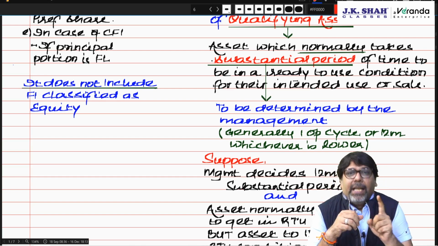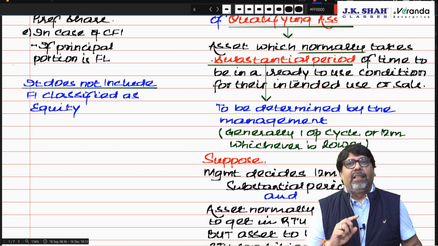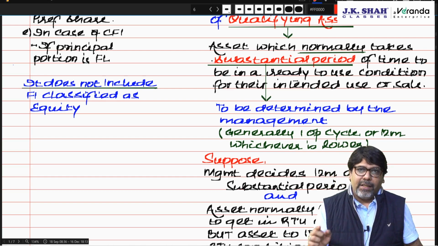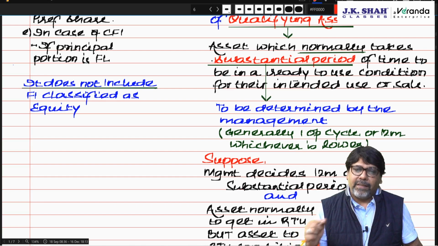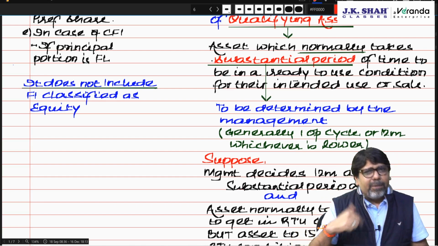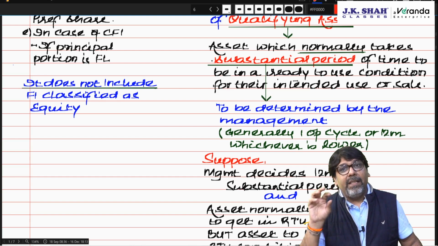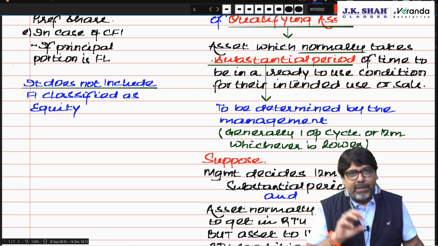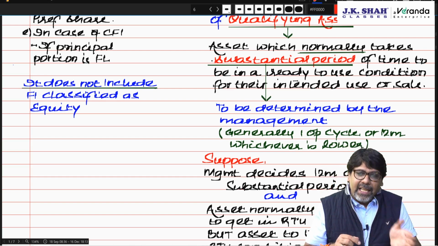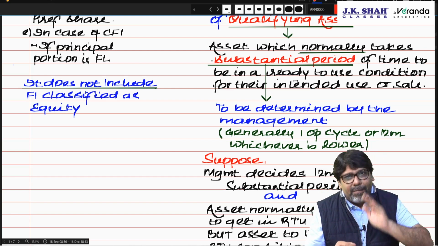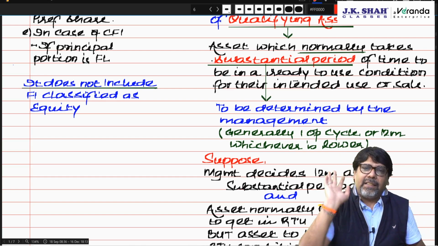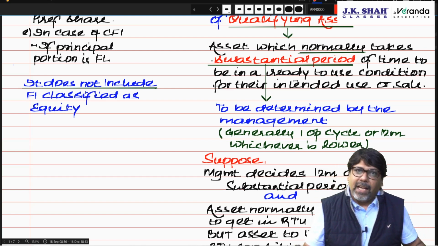I repeat, any asset which normally takes the substantial period to be in ready to use condition for its intended use or sale. Substantial period is decided by the management. Suppose the management decides the substantial period is 12 months. Then chartered, any asset which takes 12 months or more to be in ready to use condition, such asset is treated as a qualifying asset. Am I clear?